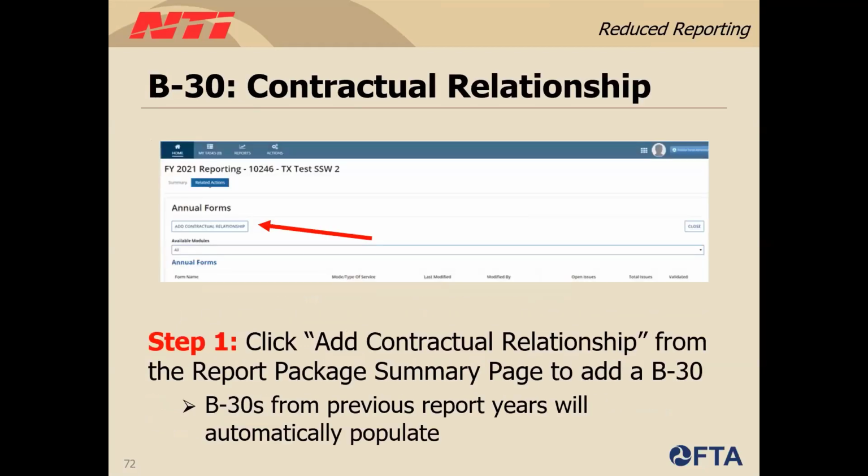In order to add a B30 to your report package, you will click on the Add Contractual Relationship button at the top of your report package summary dashboard. All B30 forms from previous years will generate during your report year kickoff as part of your report package. There are two types of B30 forms, one for van pool modes and one for non-van pool modes.